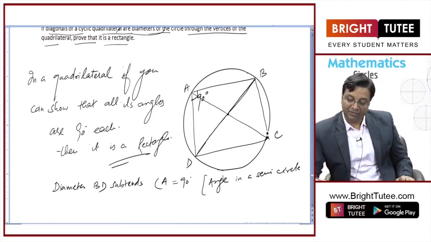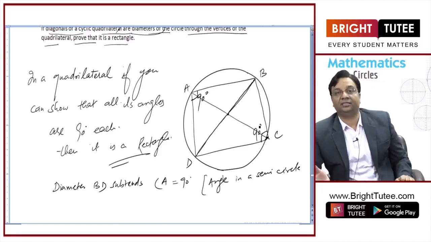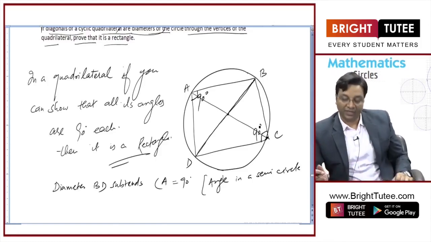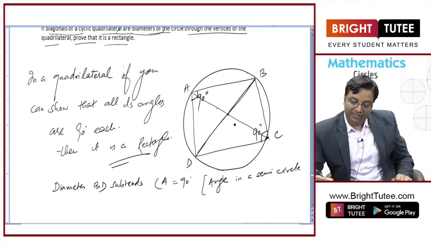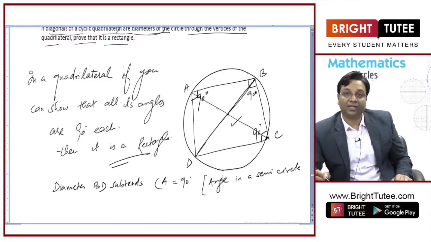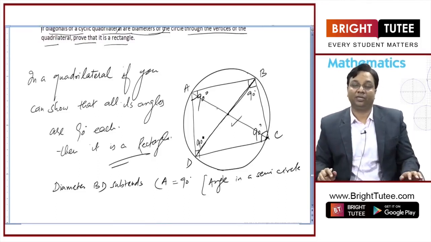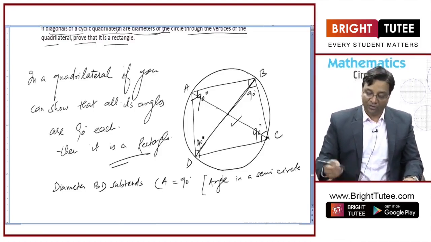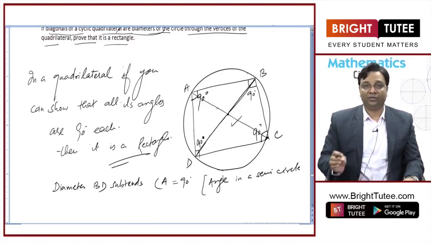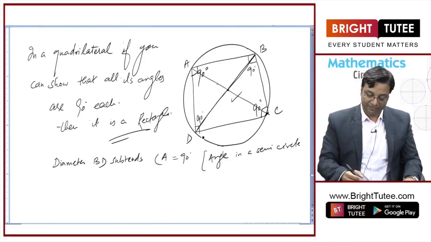Now because BD is a diameter, this angle will also be 90 degrees because this angle is in the other semicircle, and because AC is the diameter, this angle is 90 degrees, angle made in a semicircle, and similarly this angle is also 90 degrees because this is also an angle in a semicircle. So all four angles can be easily proven as equal to 90 degrees.